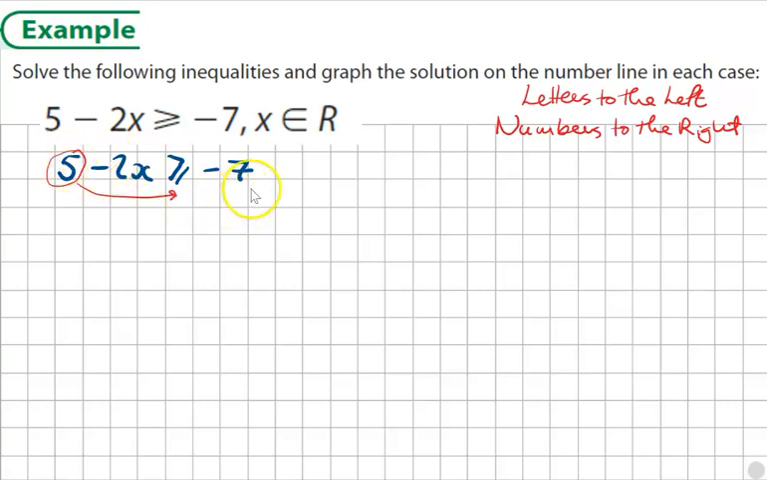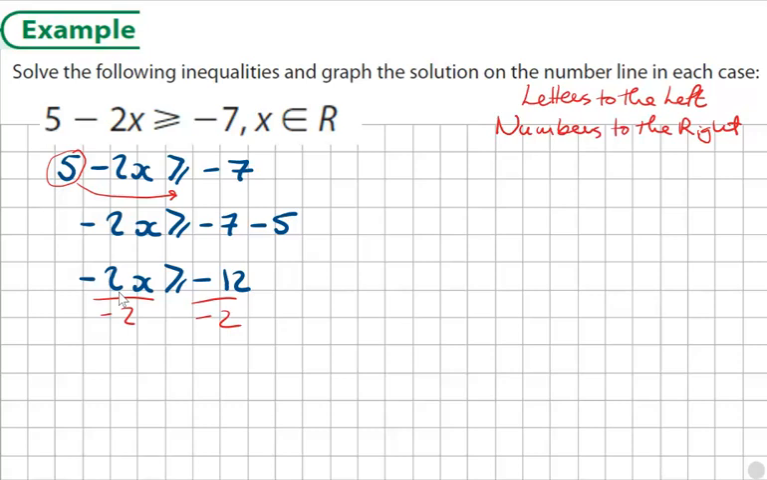We grab hold of the 5, it comes over the inequality sign to become minus 5. So we have minus 2x is greater than or equal to minus 7 minus 5. Minus 7 minus 5 is minus 12. Next we have to divide both sides by minus 2 because minus 2 is stuck onto the x. And when we divide by a negative number, we flip the inequality sign.